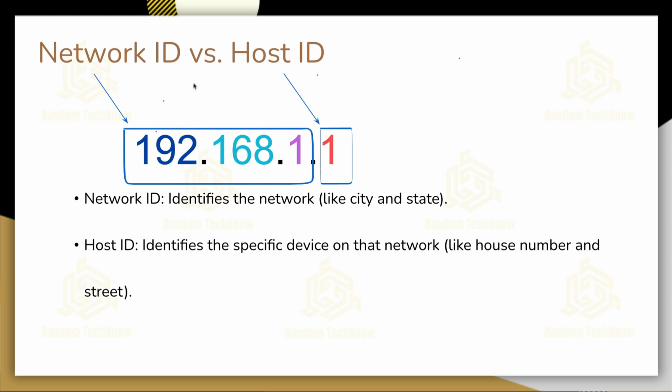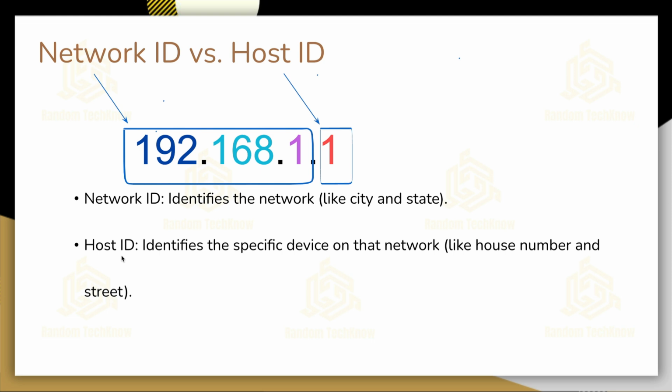They are divided into 2 important sections, the network ID and the host ID. The network ID is like the city and state part of a postal address. It identifies the specific network your device is connected to. The host ID, on the other hand, is like your house number and street name. It points out your exact device within that network.